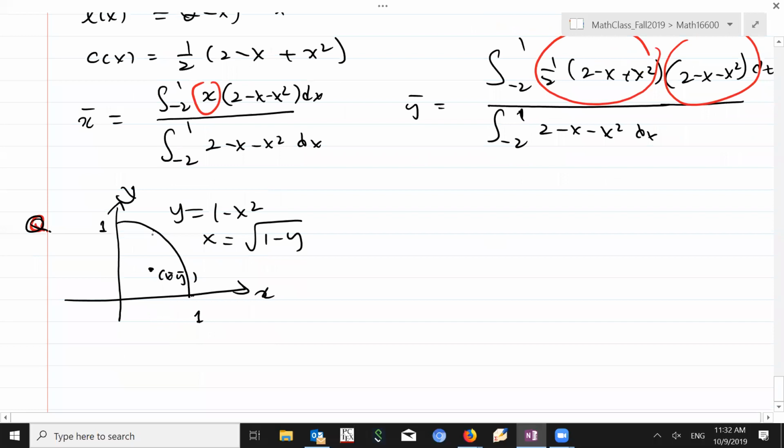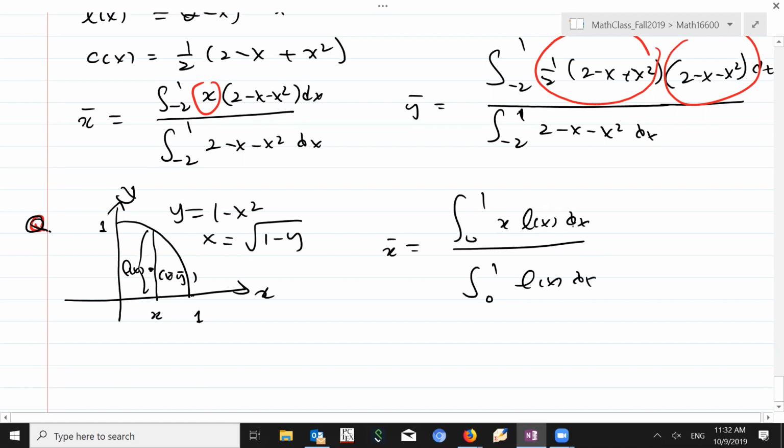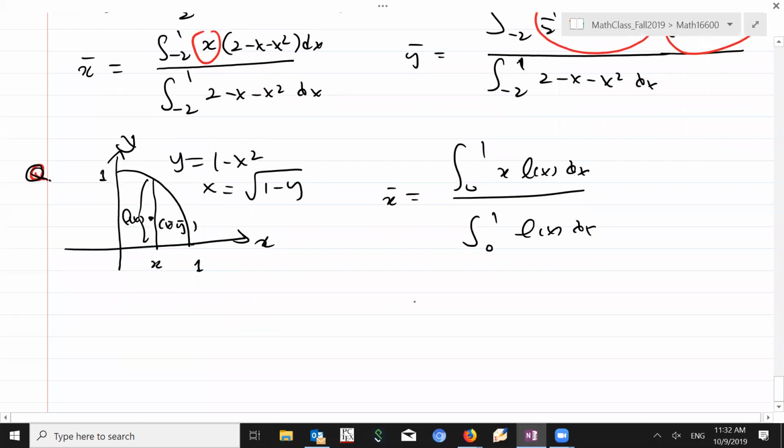So for the x one, right? This is a point x. This is the ln x. So you just need to write down x bar is going to be the integral from 0 to 1 of x times ln x dx, divided by the integral from 0 to 1 of ln x dx. Okay. So what is ln x? It's just the function, 1 minus x squared. And this is the x times 1 minus x squared dx.